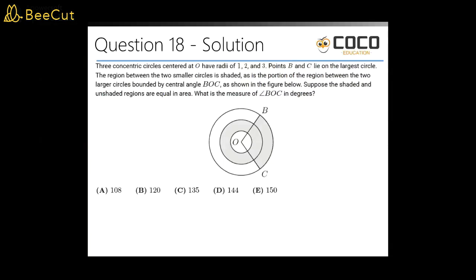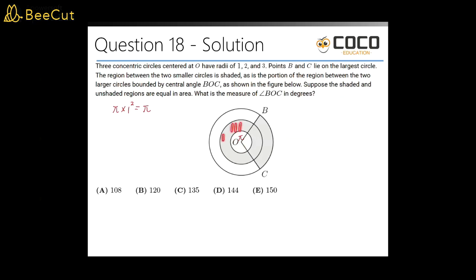Let's check question 18. So first we find the area of the smallest circle. The radius is 1. So that's pi r squared, pi times 1 squared. That's just pi.